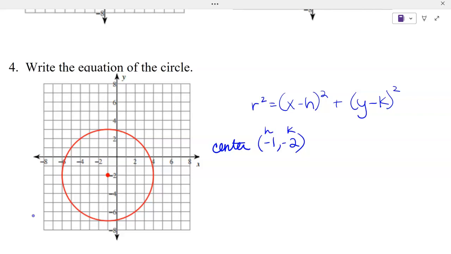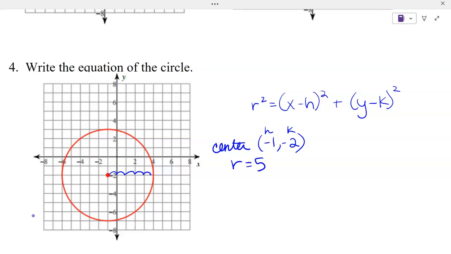Now we found our center, so now we need to find our radius. And we can just go either to the right, left, up, or down. And I'm just going to go to the right. We've got 1, 2, 3, 4, 5. So we know our radius equals 5.